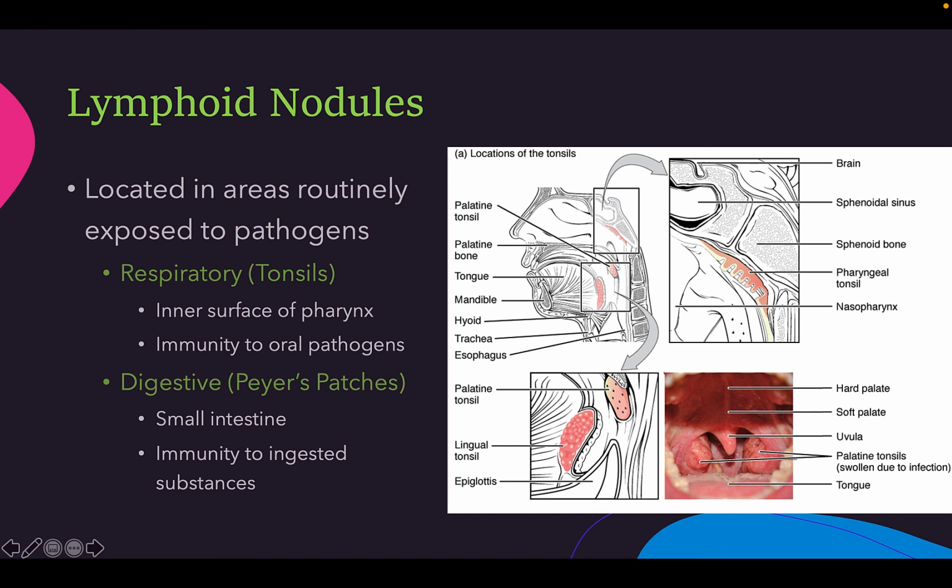Tonsils are often removed in those children who have recurring throat infections, especially those involving the palatine tonsils on either side of the throat, and whose swelling could interfere with breathing or swallowing in these children.